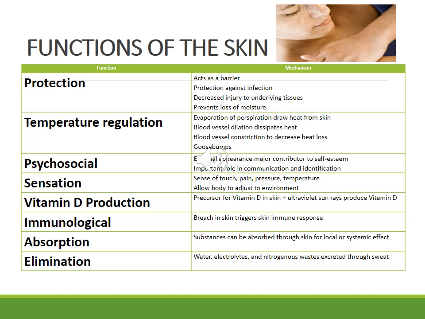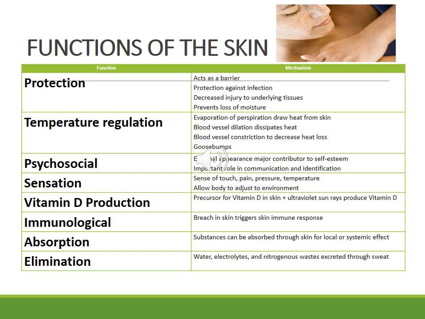We also have psychosocial function, which is just that external appearance. It's a major contributor to our self-esteem. It plays an important role in communication and identification. Our skin also functions in regards to sensation. It senses touch, pain, pressure, temperature, and allows our body to adjust to environments related to that. Our skin's responsible for our vitamin D production. So it's a precursor for vitamin D in the skin, and ultraviolet sun rays produce that vitamin D.